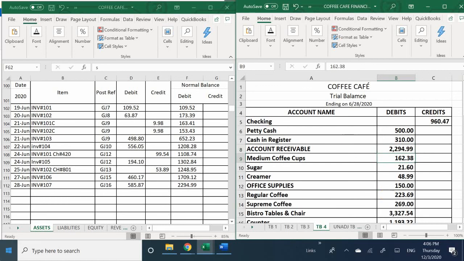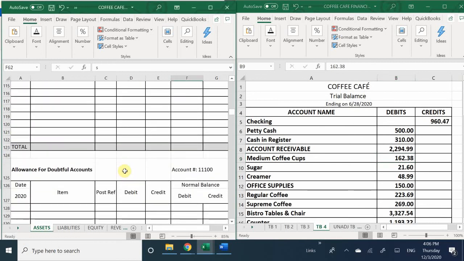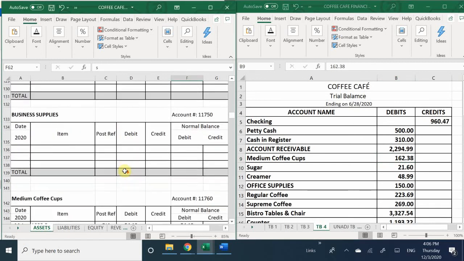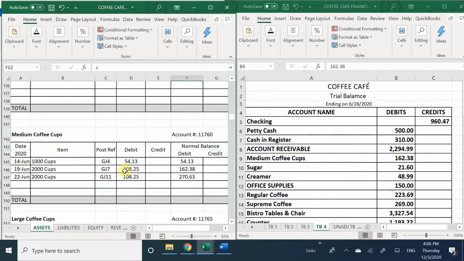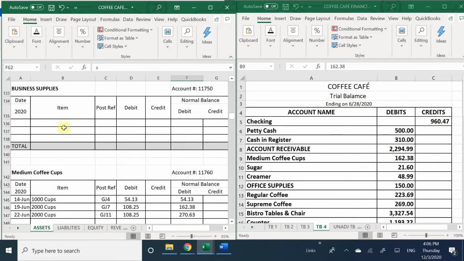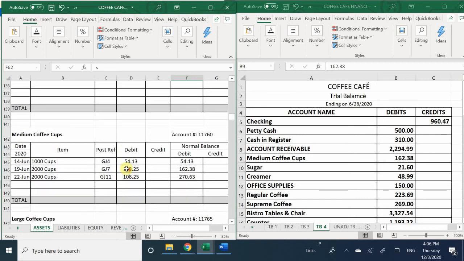2294.99. Okay. Did our amounts change? Do we have an allowance for doubtful accounts? No, we don't. Business supplies, again, we'll talk about doing this when we complete our adjusted trial balance. When you do the adjusted trial balance, I want you to start using main accounts, because that's going to make it a lot easier to complete the rest of the financial forms. Okay?